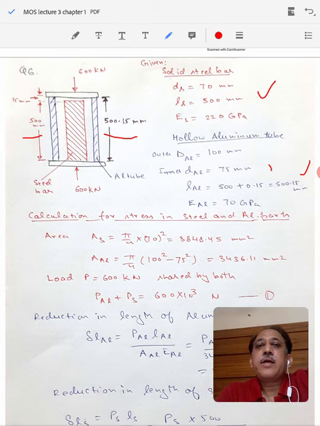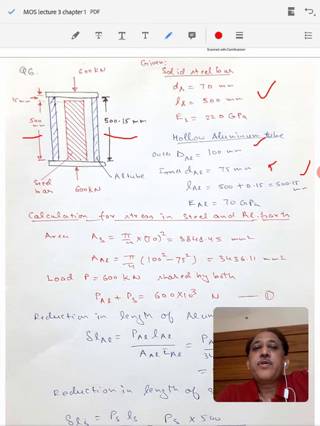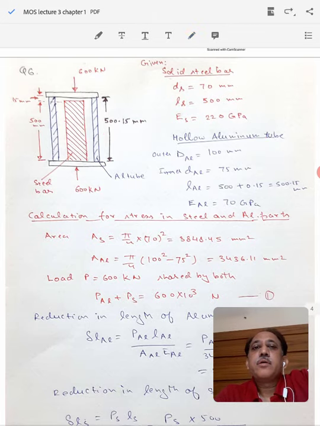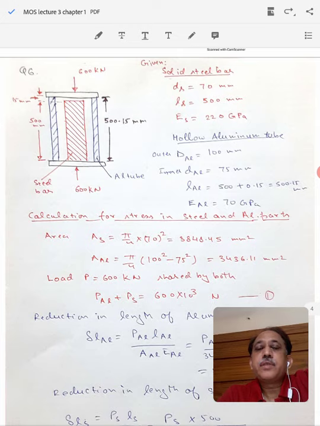The steel bar has a diameter of 70 millimeter, which will be helpful to calculate the area of cross section of the steel bar. The outer and inner diameter of the aluminum tube are also given as 100 millimeter and 75 millimeter. So using these you can calculate the area of cross section. The materials' modulus of elasticity are also given to you. You need to calculate the stresses that are being produced in each of these sections.